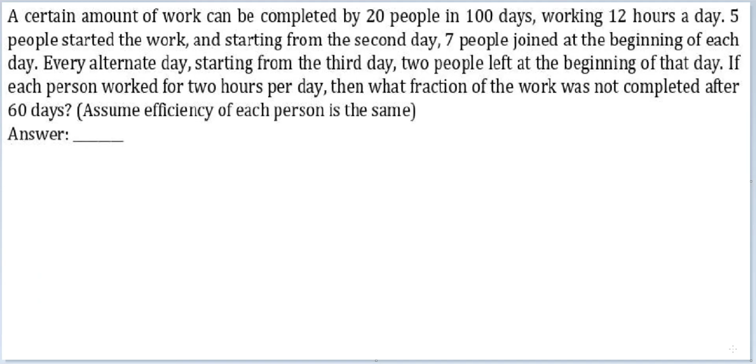Let's look at this question. A certain amount of work can be completed by 20 people in 100 days, working 12 hours a day. 5 people started the work and started working from the second day.